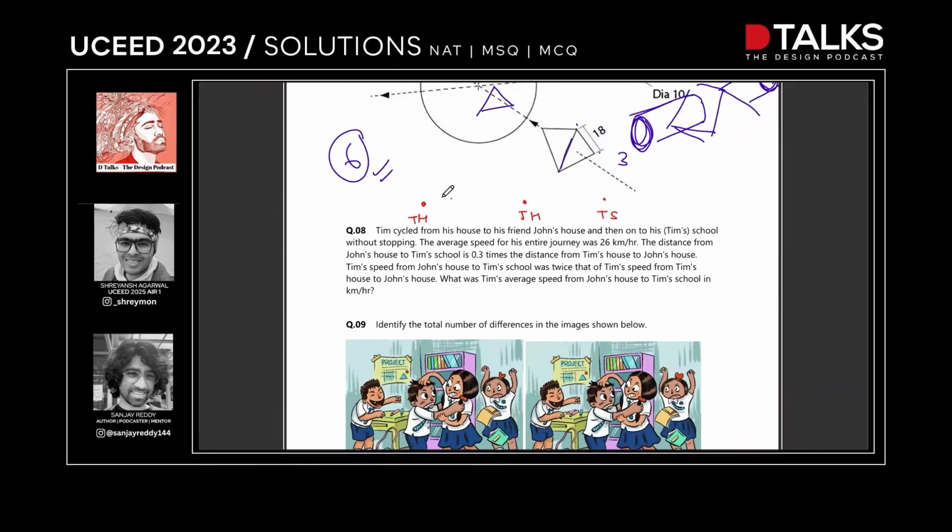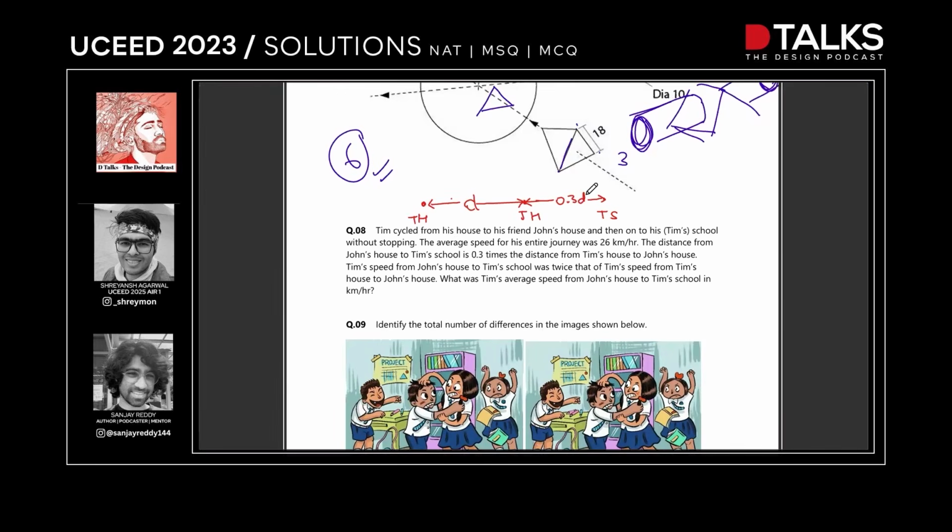So I am going to assume this distance is D. Alright, this is D. So what the question is saying is this distance is 0.3 times D. Right? Distance from John's house to Tim's school. This distance is 0.3 times the distance from Tim's house to John's house. So if this is D, this is 0.3D.